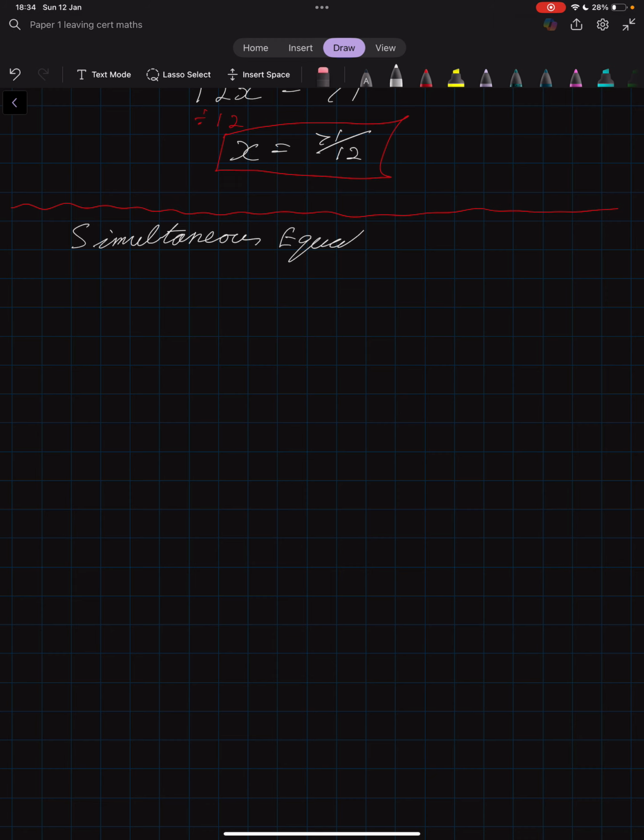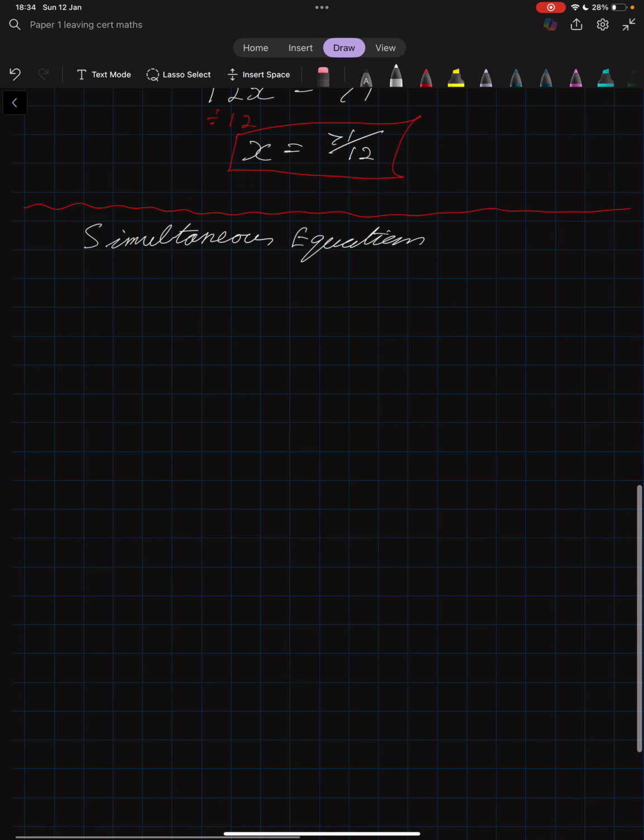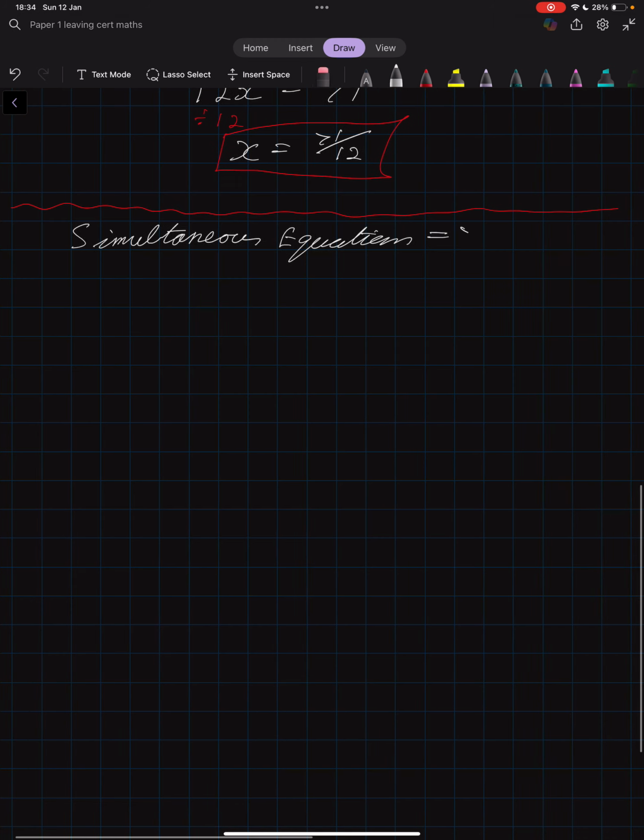Okay, so for simultaneous equations, you'll have something like x plus y equals 4, and x minus y equals 10. And then you're asked to solve this. The reason that these are called simultaneous equations is that simultaneous means at the same time. So x plus y has to equal 4.